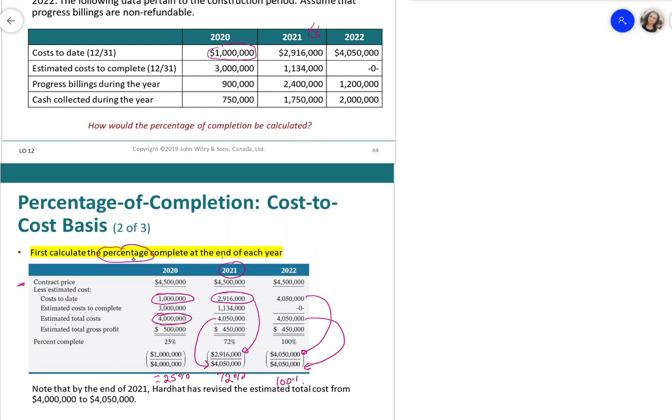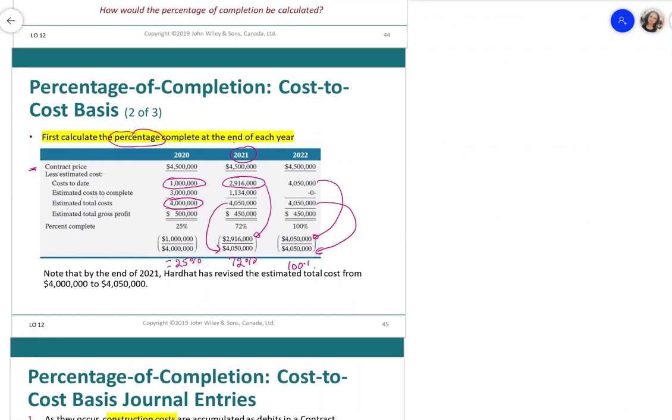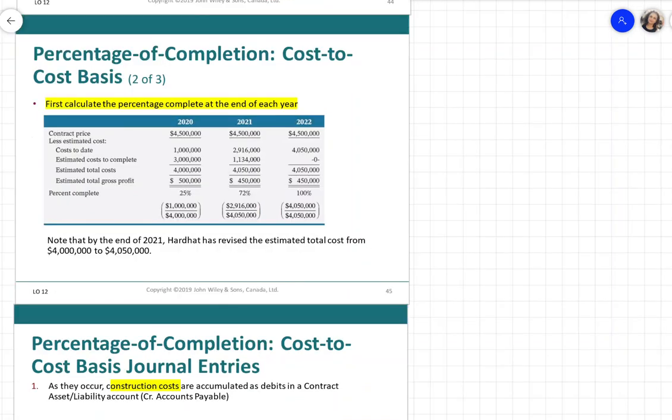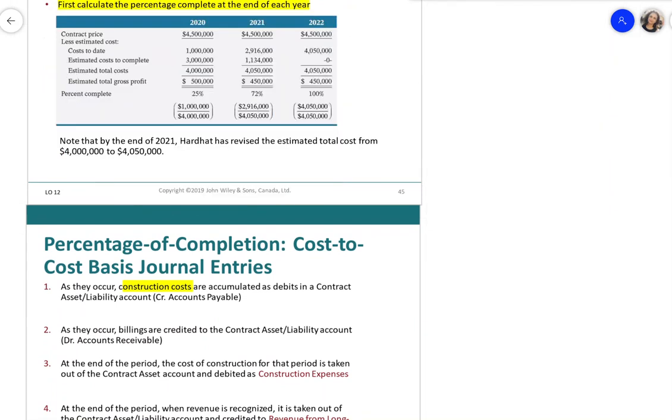The first step is to calculate the percentage complete using the percentage of completion method. In this case, we calculated it's 25% the first year, 72% the second year, and the third year we're going to complete the project for the full year. So that's how you calculate the percentage of the project. Then the next step is you have to journalize it.